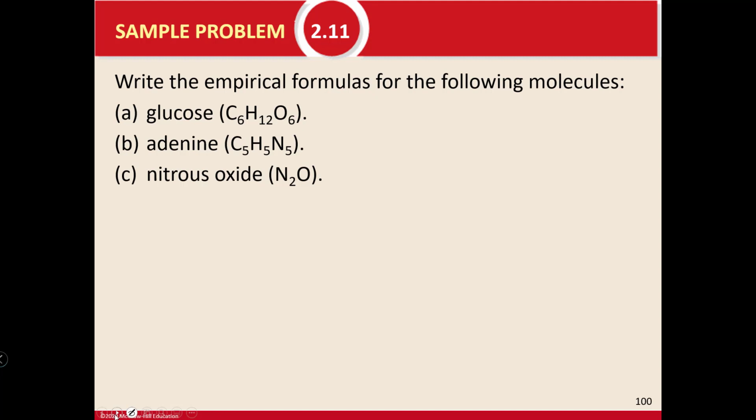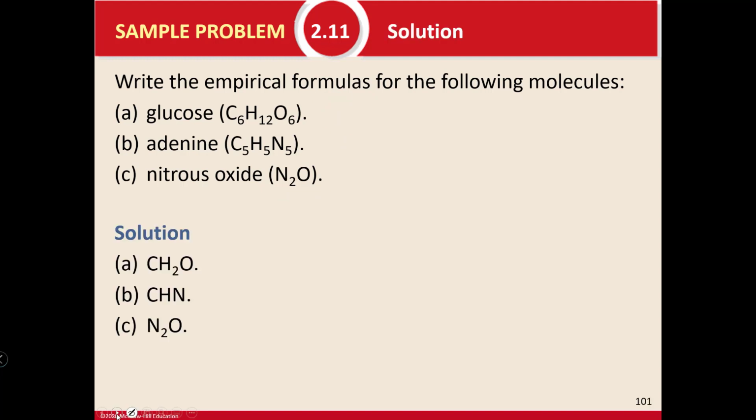All right, the first one can be divided by 6. The second one can be all divided by 5. And the last one, nothing can be divided by and still have whole numbers. I mean, if you divide by 2, you'd have half of an oxygen. So the correct empirical formulas are what you see. Divide the first one by 6. We get CH2O. So again, classification of a sugar.